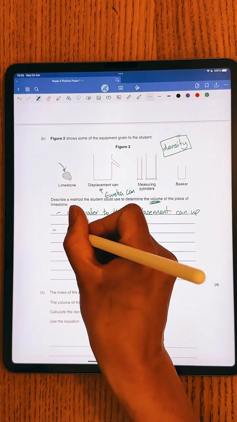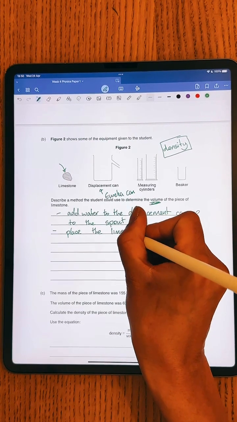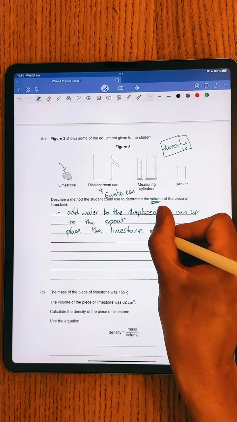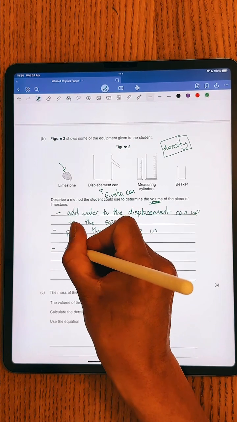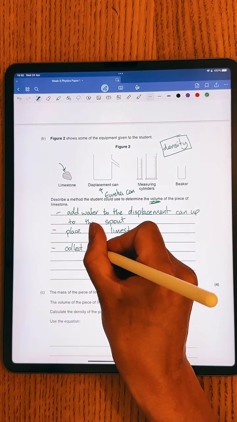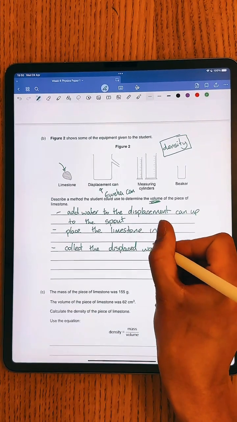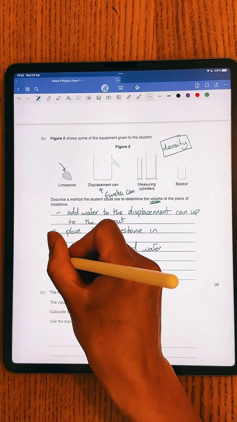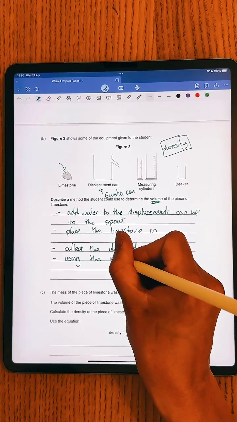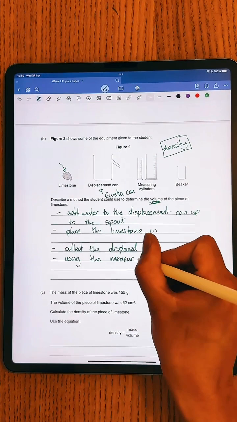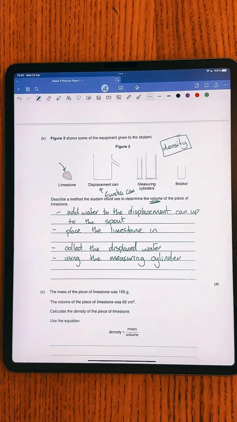Then, good, everyone's saying the answer here. Place the limestone in. Then you can say collect the displaced water. And then for the 4th mark, collect the displaced water using the measuring cylinder. And then whatever volume you get on the measuring cylinder, that's the volume of the rock. Hope that makes sense. Let me know if there's any questions here.